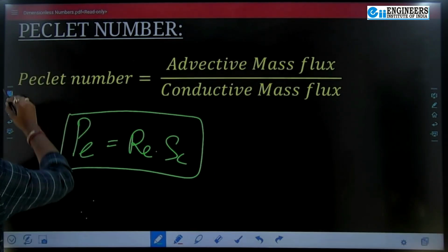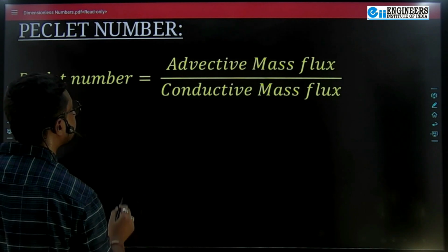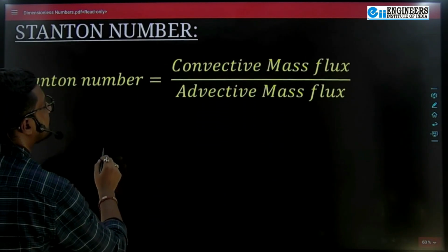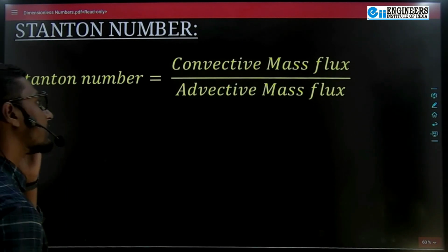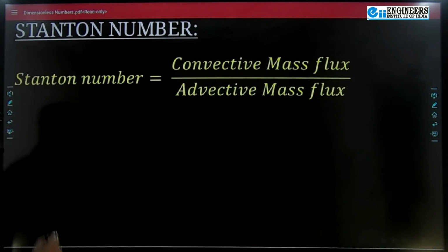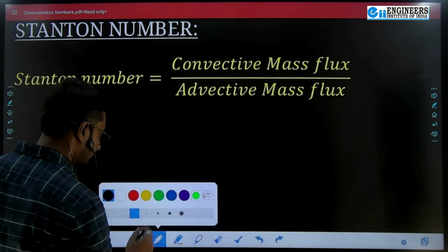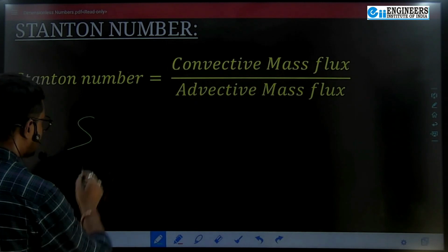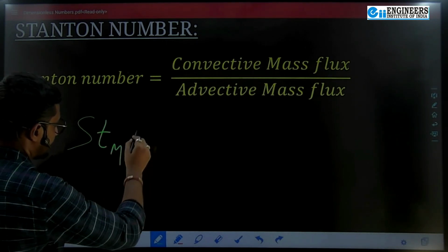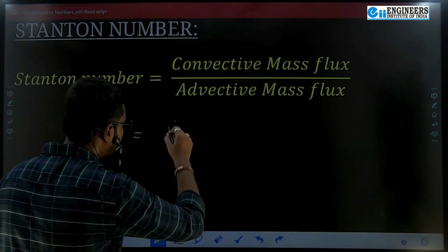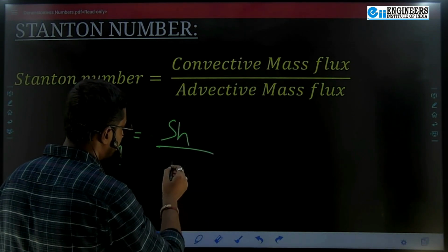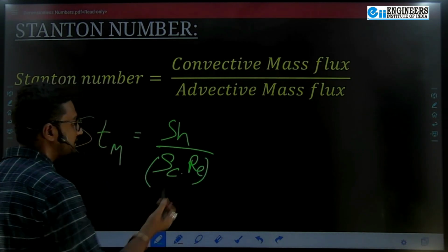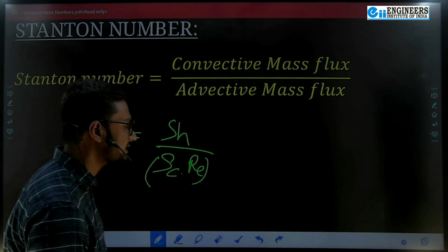Okay, now let us move to the next number. What is the next number? Yeah, it is the Stanton number. So Stanton number is what? Convective mass flux divided by advective mass flux. So we define the Stanton number of mass transfer as Sherwood number divided by Schmidt number into Reynolds number, or we can also write it as Sherwood number divided by Peclet number.